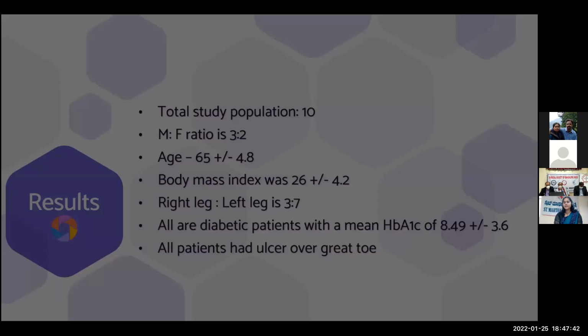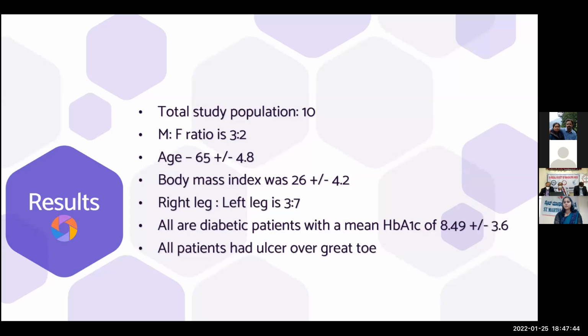The results of our study among 10 people: most of them were males with a mean age of 65 years and a body mass index of 26 kilograms per meter square. In our study, most of the ulcers were found in the left leg. All our patients were diabetic with a mean glycosylated hemoglobin of 8.49, and all the patients had ulcers of grade 2.